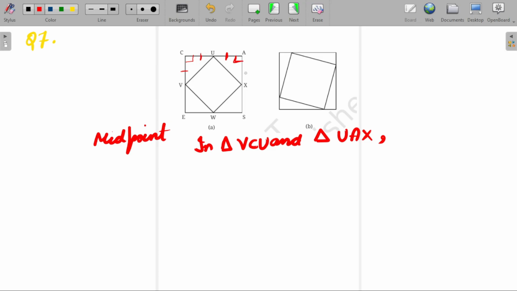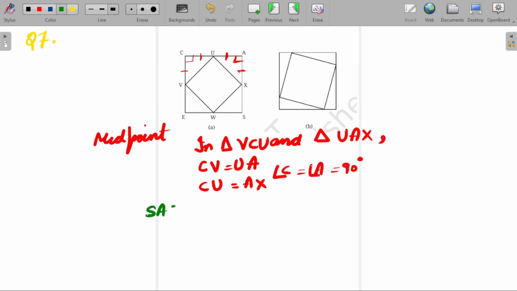CU is equal to AX, right? As these are two triangles and we have three parameters, they are equal. CV is equal to UA, right? CU is equal to AX and angle C equals angle A, which is 90 degrees. So which criterion is followed here? SAS criterion is followed here. By SAS, both the triangles are congruent to each other.